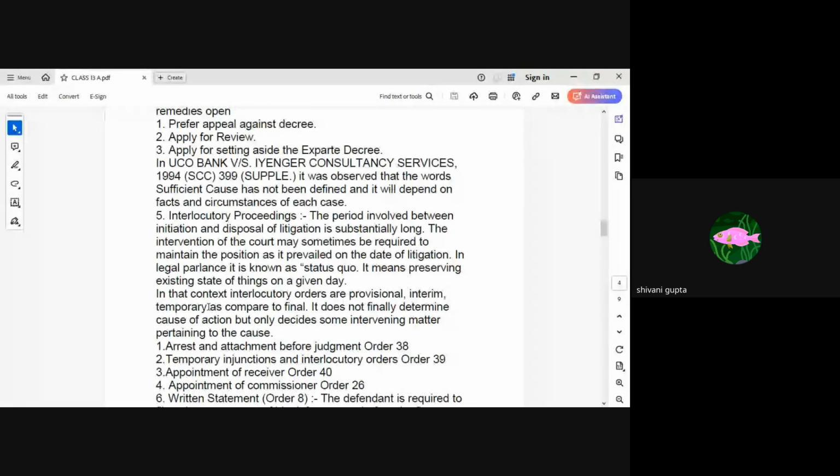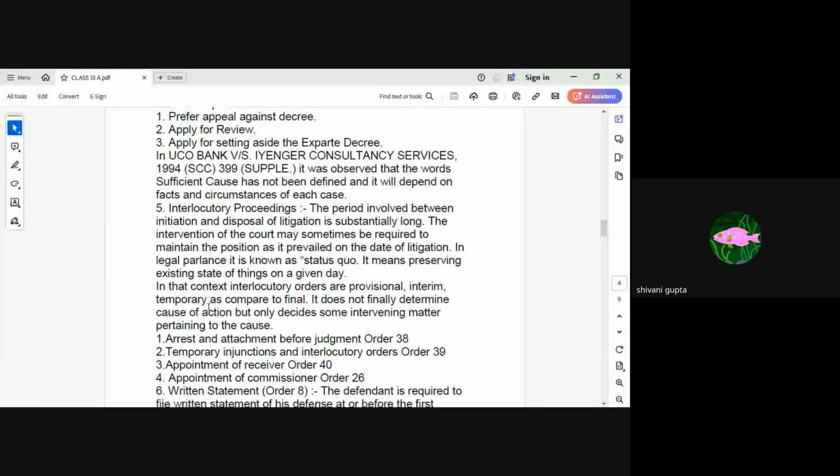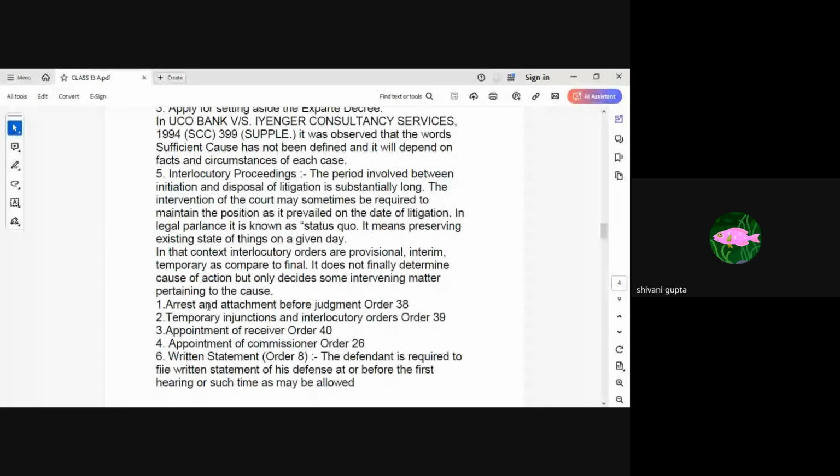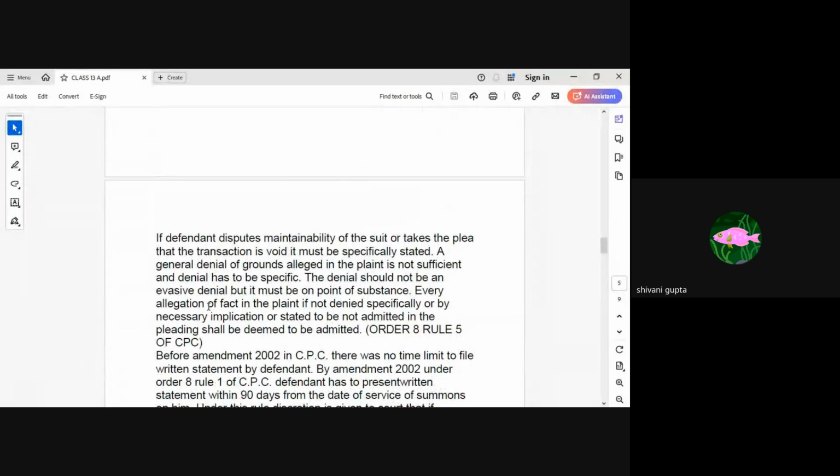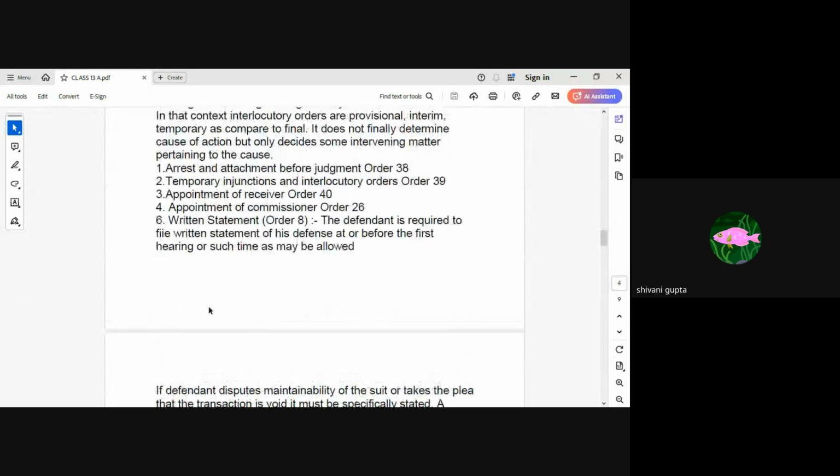Now comes the fifth step, which deals with interlocutory proceedings. Interlocutory proceedings cover the period between the initiation and disposal of the litigation. When the court intervenes to maintain the position prevailing on the date of litigation, or decides some intervening matters pertaining to the cause without finally determining the cause of action, these are interlocutory proceedings. For example, temporary injunctions under Order 39, arrest and attachment under Order 38, receiver appointment under Order 40, commissioner appointment under Order 26, and written statement under Order 8. These are some of the matters on which interlocutory orders or proceedings are made.